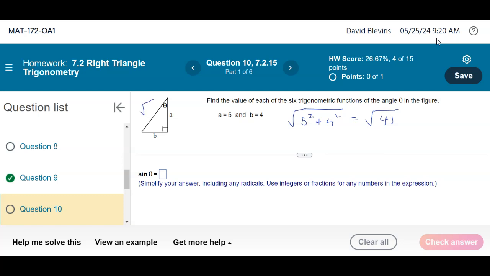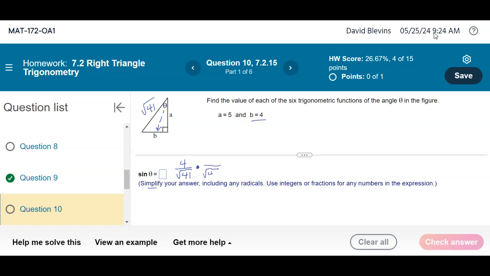So it's also not reducible, meaning there's not a perfect square that divides 41. So when I go to do sine, sine is opposite over hypotenuse, so there's our angle. Opposite is b, so that's this 4 over here, 4 over the square root of 41. Because we have a radical in the denominator, that's not simplified, so we want to simplify it by rationalizing the denominator.